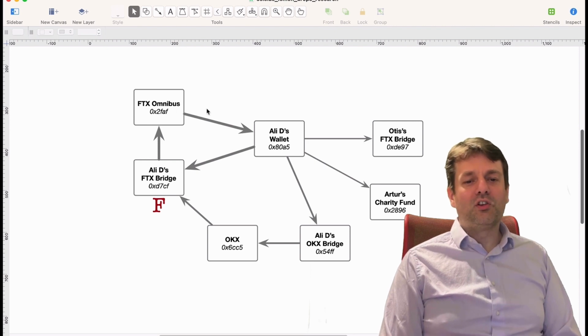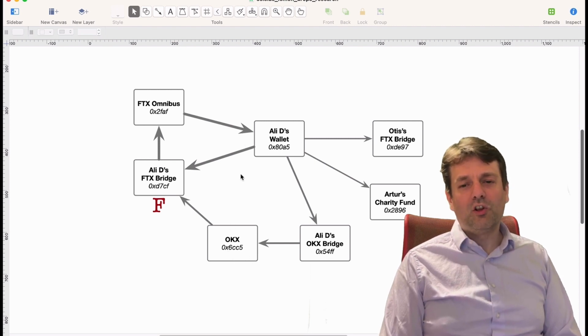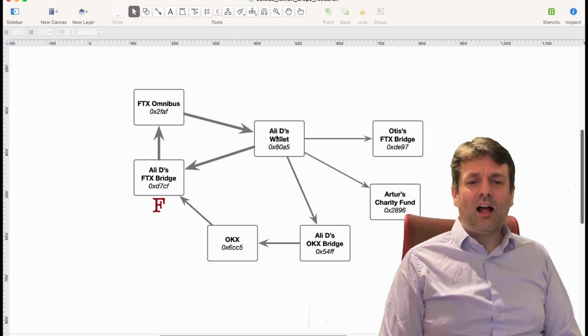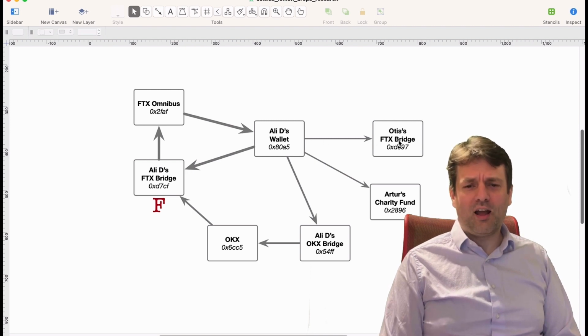So over the 17 million Cell in this loop here, there were also some transfers through OKX, but relatively small, over 200,000 Cell token. There was, in addition to the donation to Archer's wallet, Ali made an apparent contribution to Otis's deposit address on FTX.